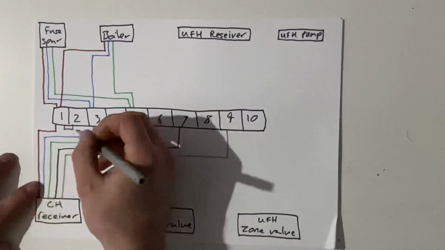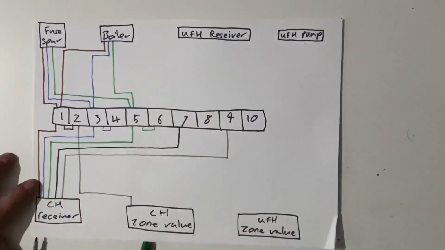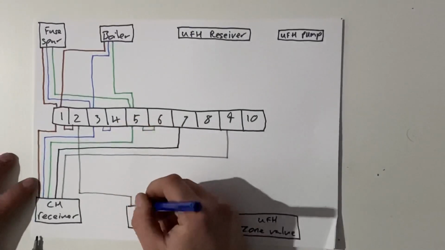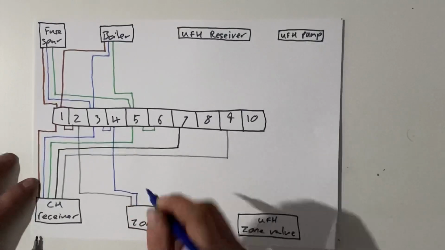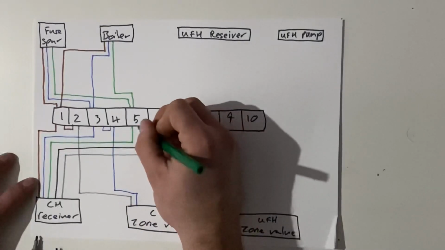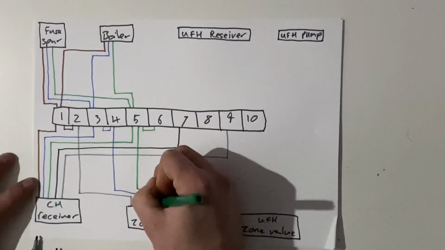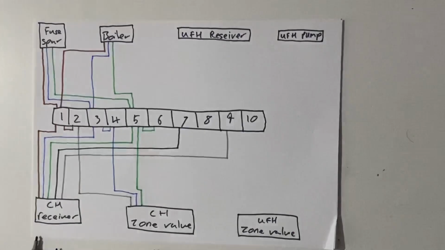So connecting to port 2. There, and then port 4 will connect the neutral. And then essentially the zone valve earth straight up to port 5 or 6, whichever is easiest. And then we'll move over to our brown and orange cable.